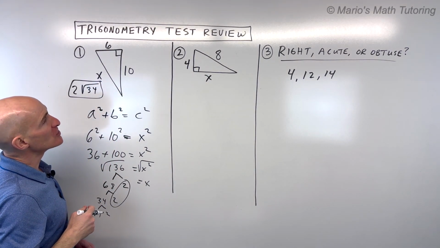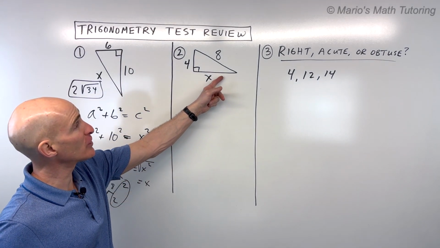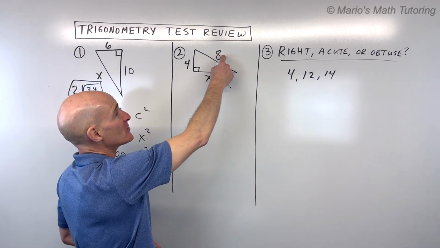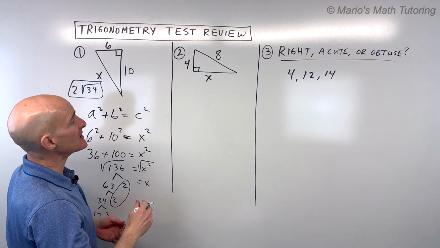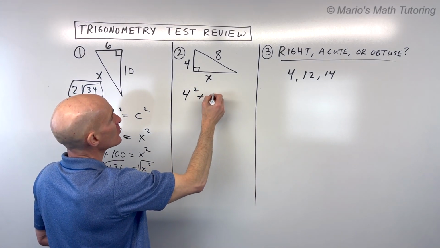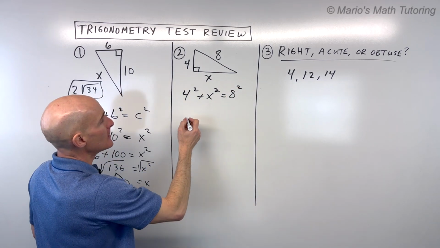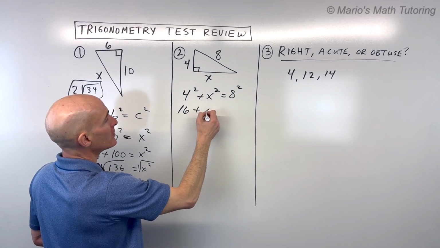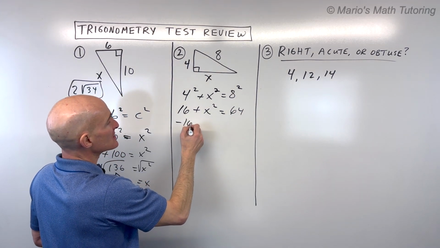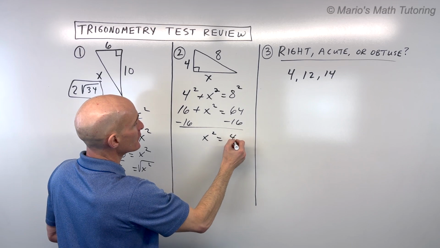Okay, let's go to number 2 now. So for number 2, same idea. We've got a right triangle. However, we're looking for the missing side or the missing leg. We've got the hypotenuse. That's the longest side. That's side c. So again, using that famous Pythagorean theorem, we've got 4 squared plus x squared is equal to 8 squared. 4 squared is 4 times 4, 16. 8 squared is 8 times 8. If we subtract 16 from both sides, we get x squared equals 48.